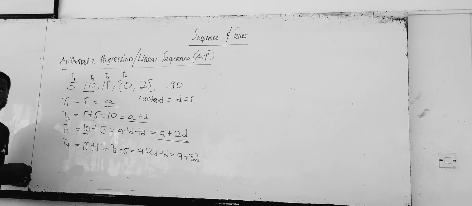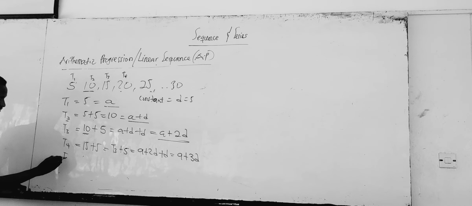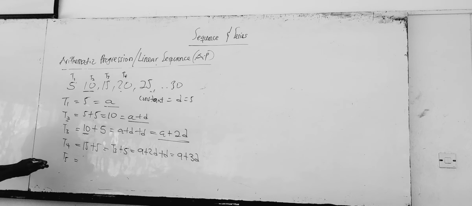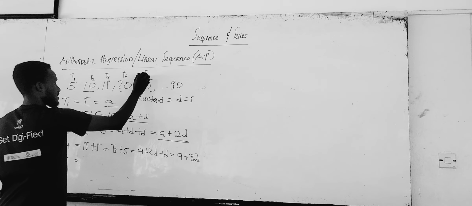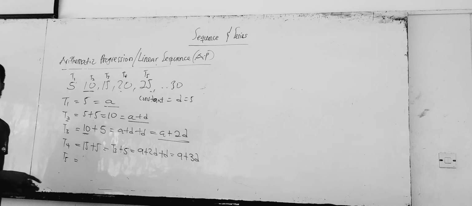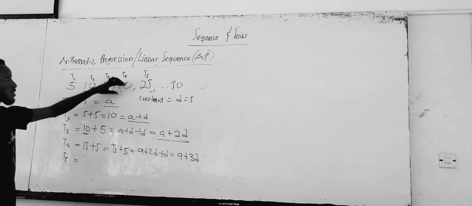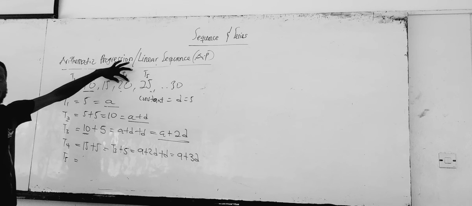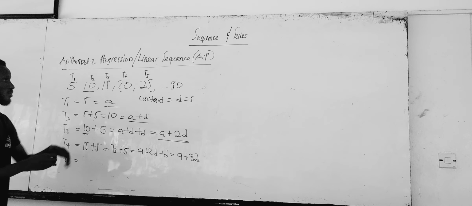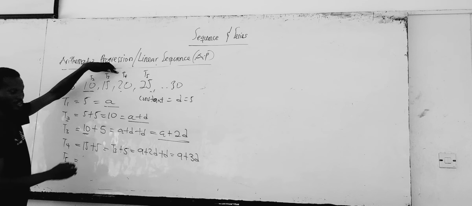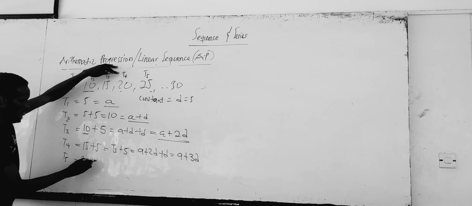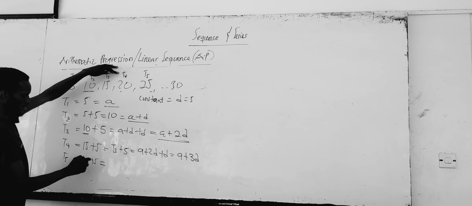Now let's do the last one, T5. So T5 is here, this one, T5. T5 is 25. How did we get 25? We added 5 to 20. And what is 20? 20 is T4. So we see 20 plus 5 to get 25. So this one is 20 plus what? 5. Now what is 20?